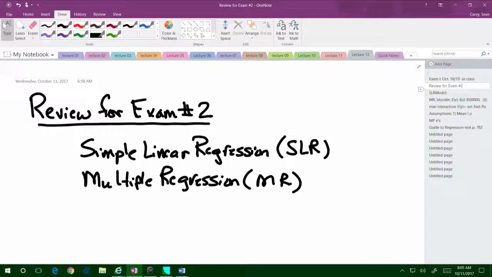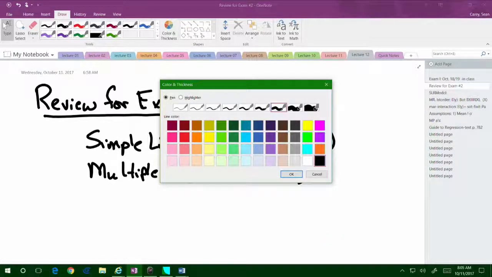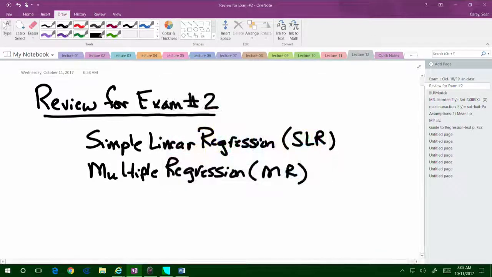One is simple linear regression, and the other one is the multiple regression chapter, Chapter 11, Chapter 12. So I broke up this review according to the models that we've covered in those 2 chapters. All right, so we're going to go over each one of the models that we covered to help you.